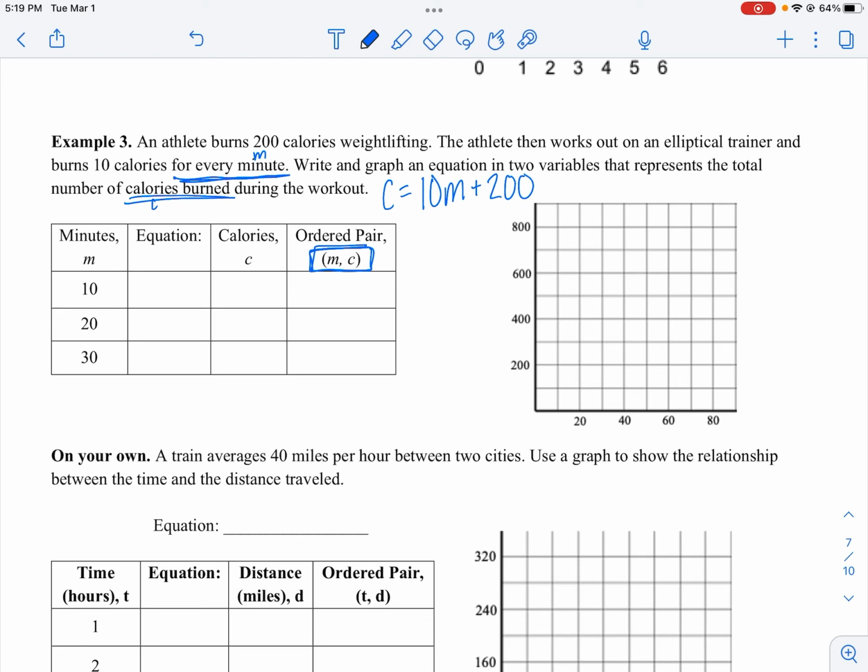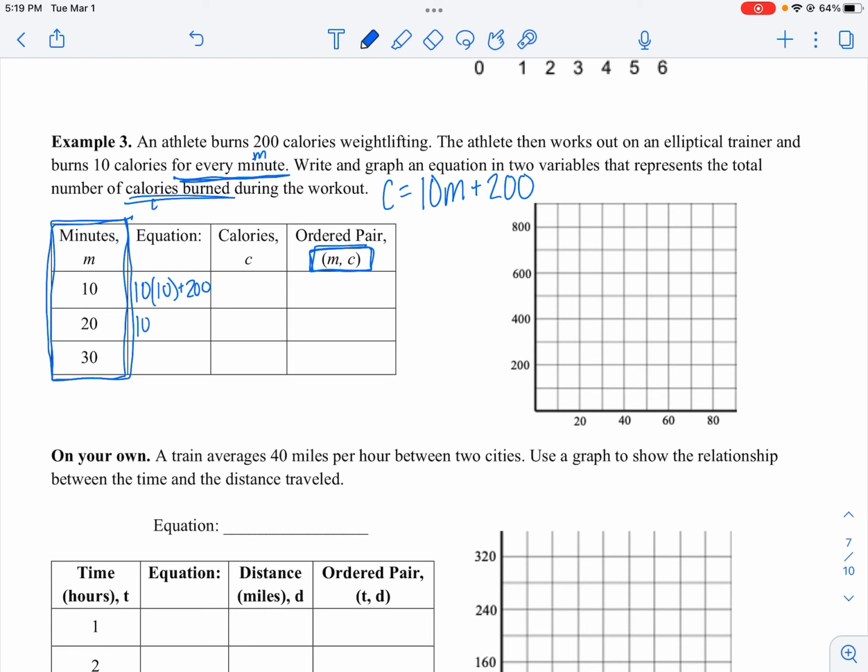Because that 200 stays 200 because that's how much we burned weightlifting. And then on the elliptical, we burned 10 calories for every minute. So that's the one that's changing. Okay? So that's our equation. So C equals 10m plus 200. So over on our equation in our table, our m is right here. So it's giving us our m that we're going to fill in. Okay? So we're going to have 10 times m, which is 10, plus 200. Okay? Our next one, it says 20 minutes instead of 10.